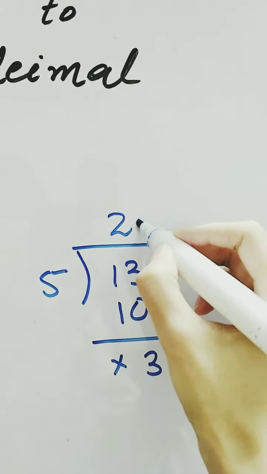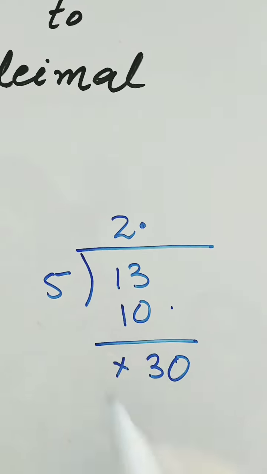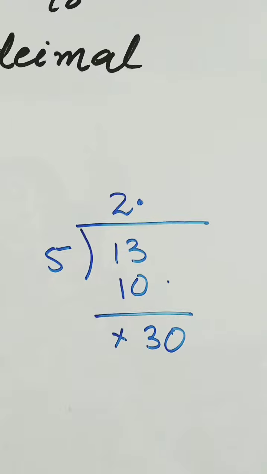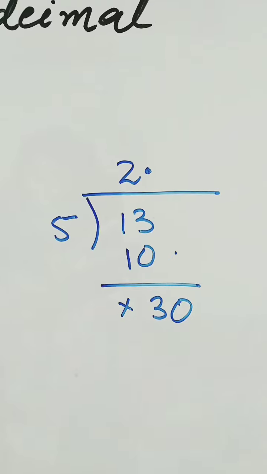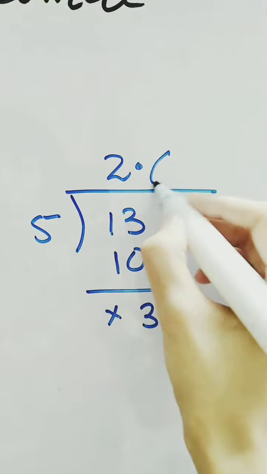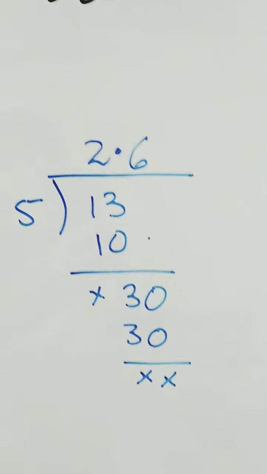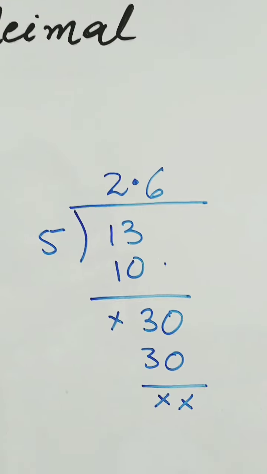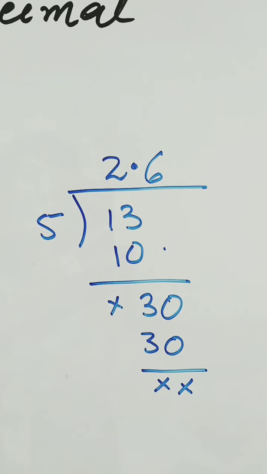Now we place the decimal here in order to convert 3 into 30, because 3 is less than 5, so it's not divisible by 5, and in order to make it greater, we make it a bigger value, which is 30 here. Now we know that 5 into 6 is 30, so here we write 6 and now it's completely divided and we don't have any remainder, and this fraction is completely converted into a decimal value, which is 2.6.